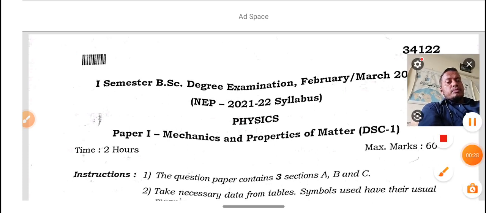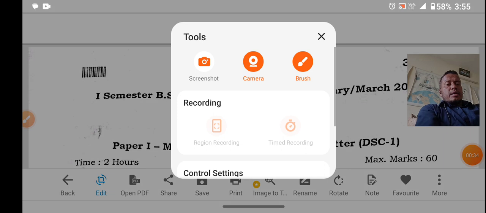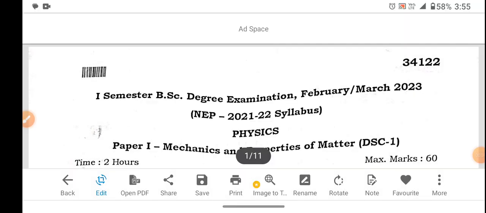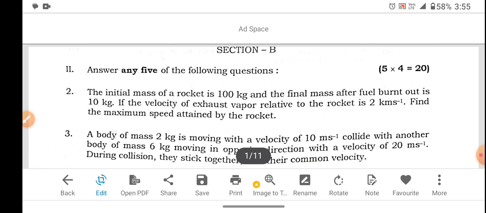As we move further, let's see some problems. The first problem is, this is the question paper. In section B, they ask to answer any 5 questions. Out of 8 questions, you must answer only 5 questions. Each carries 4 marks. Let's begin section B.